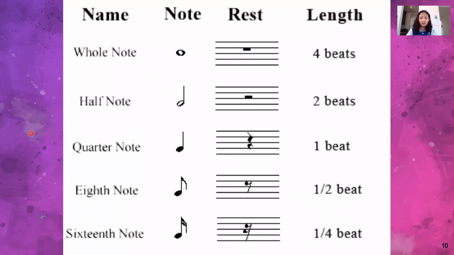So here are all the notes again. As you can see, we have whole note, half note, quarter note, eighth note, 16th note. And besides the notes that we went over, you also have the different types of rests that are the same duration as the respective name, but you just don't play when you see a rest.